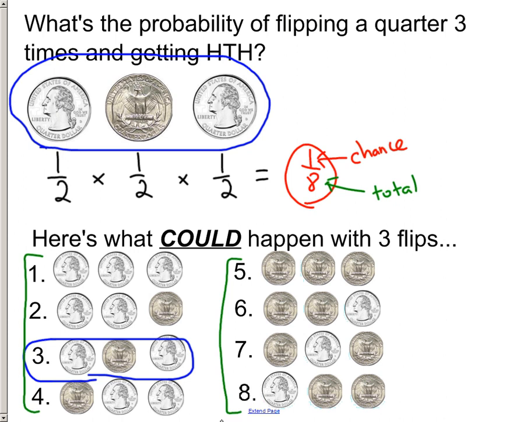So that's why the multiplication works. If you multiply the bottom, it tells you how many total possibilities could occur. Well, 2 times 2 times 2 is 8, and here we go. Here's the 8 possibilities down here. And the top tells you how often that would pop up out of those total. It's only once.